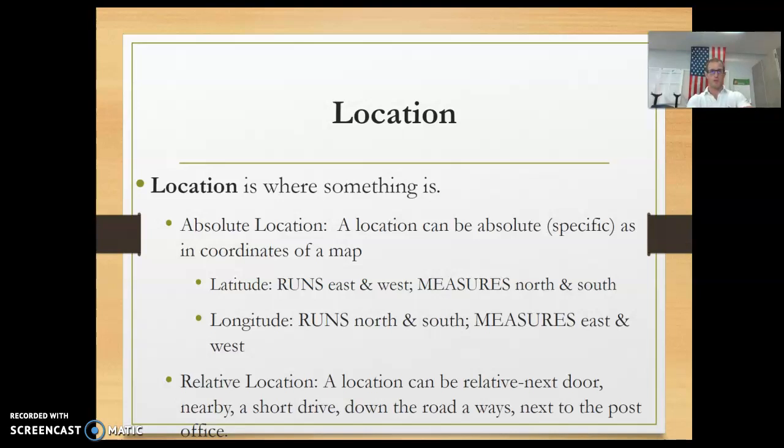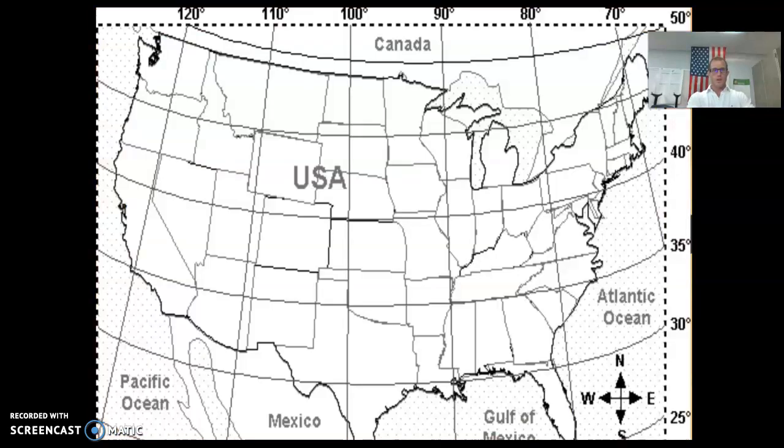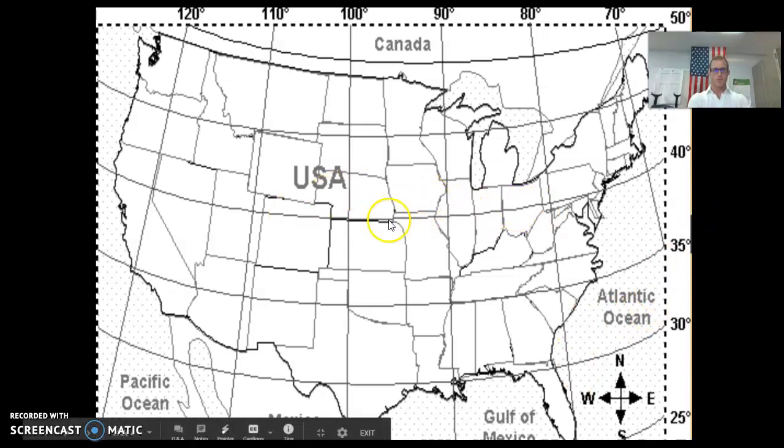A relative location is where something is located in relation to something else. So it could be next door, close to the Sonic, next to McDonald's, right by CVS, next to the post office. That would be relative. So with location, there's absolute, which is the actual latitude and longitude coordinates, and then relative, which is relative to something else. Here are the latitude and longitude lines for the United States. These lines that go up and down are the longitude lines. These lines that go east and west are the latitude lines.